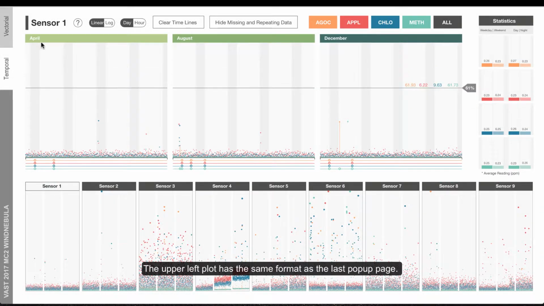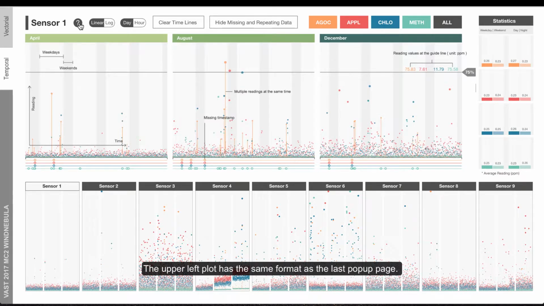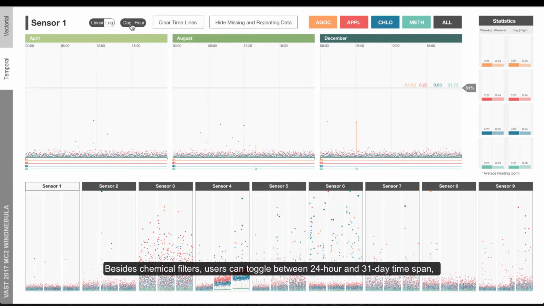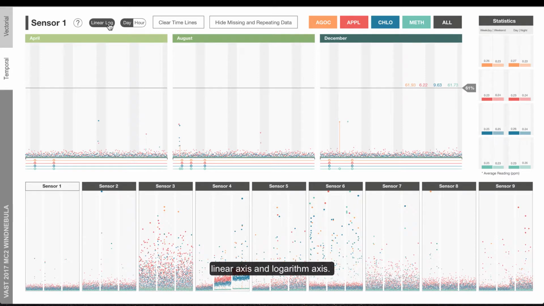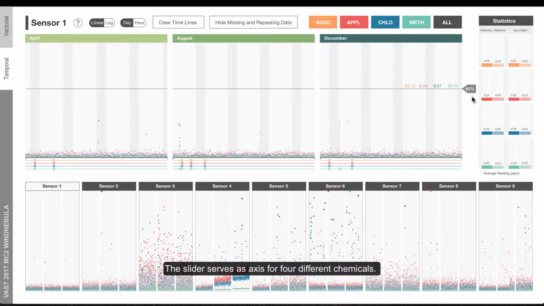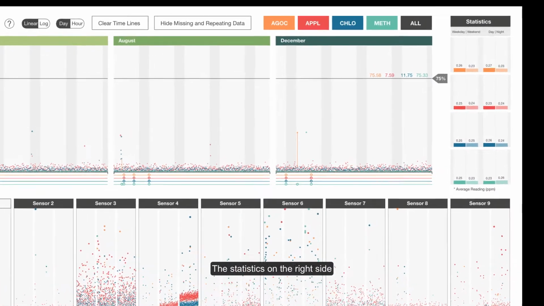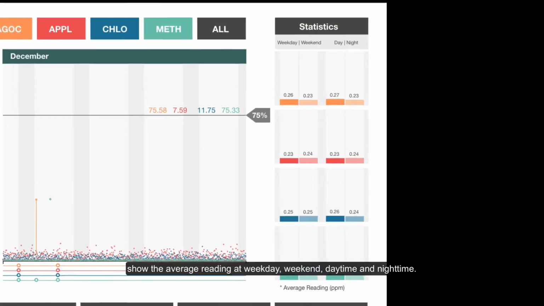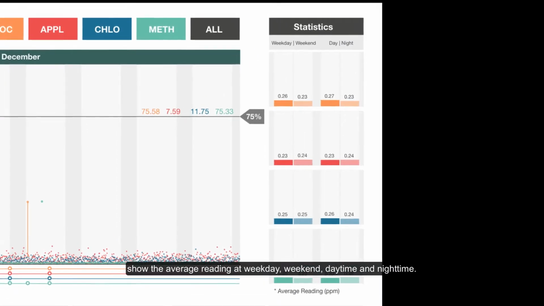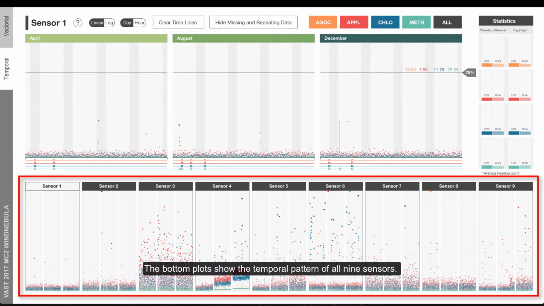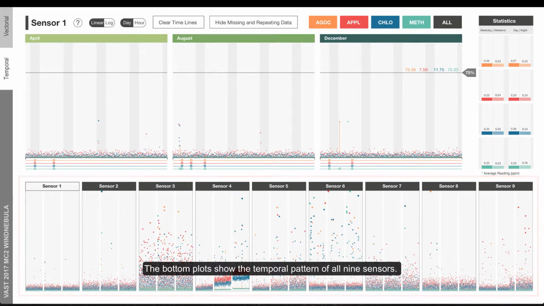The upper left plot has the same format as the last pop-up page. Besides chemical filters, users can toggle between 24-hour and 31-day time spans, and linear axis and logarithm axis. The slider serves as an axis for 4 different chemicals. The statistics on the right side show the average readings at weekday, weekend, daytime, and nighttime. The bottom plots show the temporal patterns of all 9 sensors.